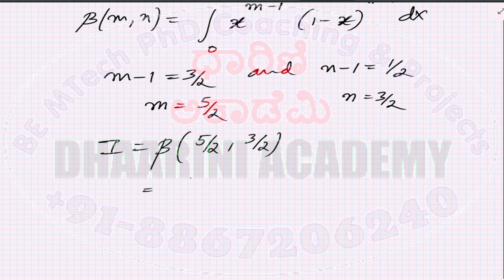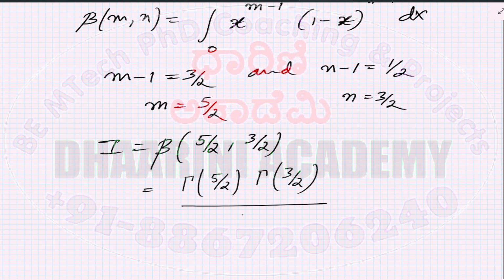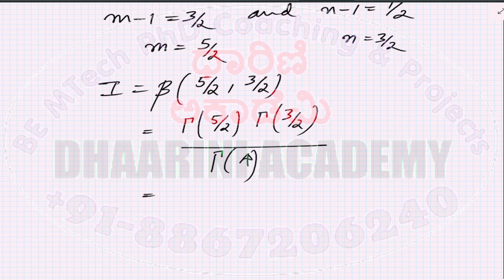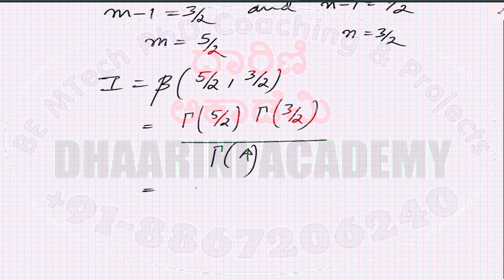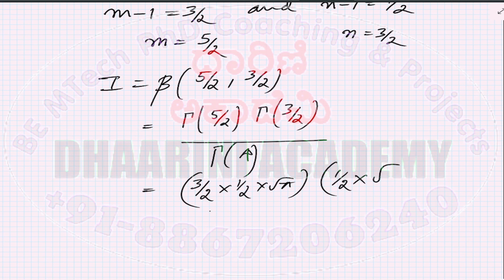So how do you do that? Beta of m comma n is gamma of m, 5 by 2, into gamma of n, 3 by 2, all divided by gamma of m plus n. So this is 5 plus 3, 8 by 2, so this is 4. So the gamma of 5 by 2 is nothing but 3 by 2 into 1 by 2 into root pi. This is the first gamma function. The second gamma function is 1 by 2 into root pi, whole divided by gamma 4, which is nothing but 3 factorial, 3 into 2 into 1.